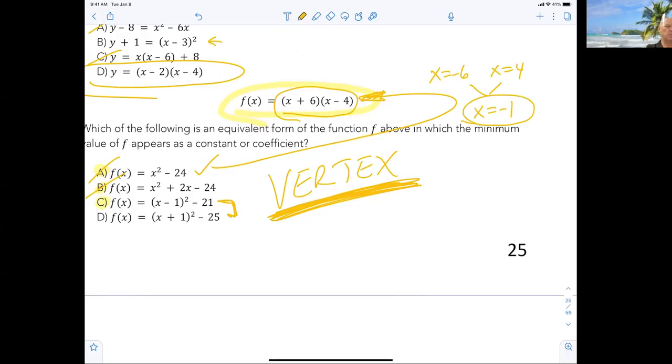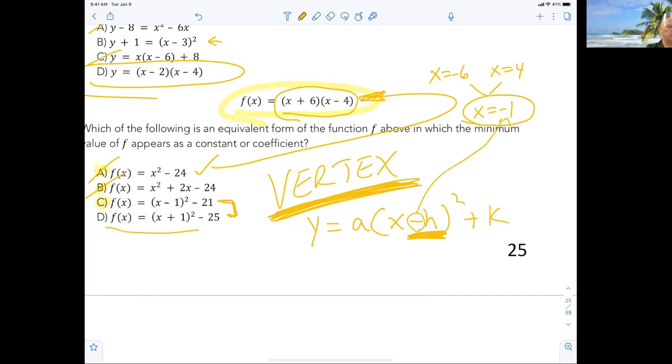Now, again, I'm just going to review. Y equals a parentheses x minus h squared plus k. This h is the x coordinate of the vertex. So it's the opposite. See this negative? So that's how I knew it was what? That's how I know it's D.